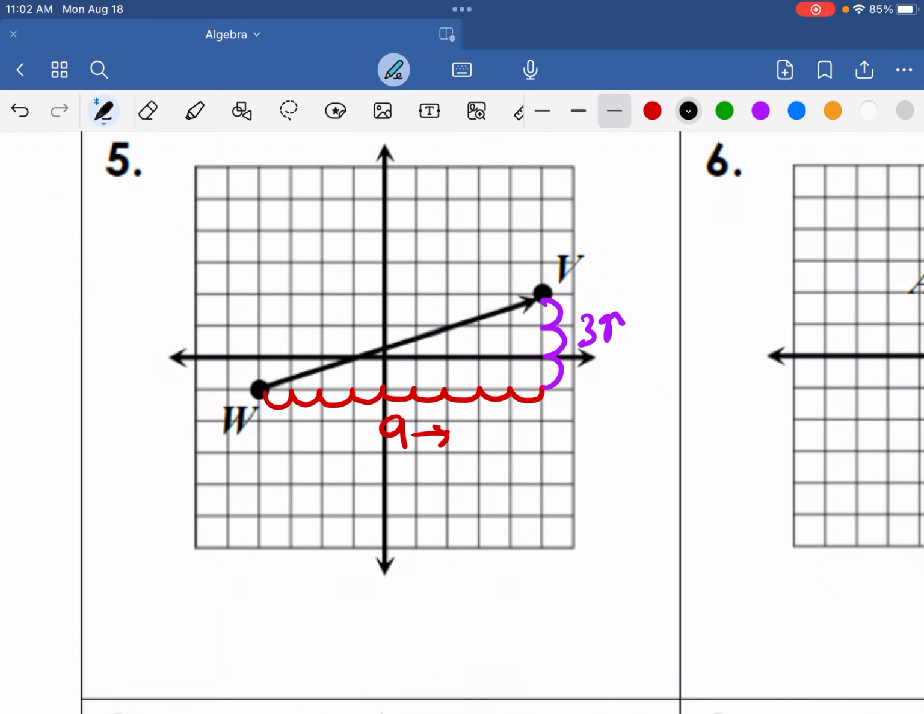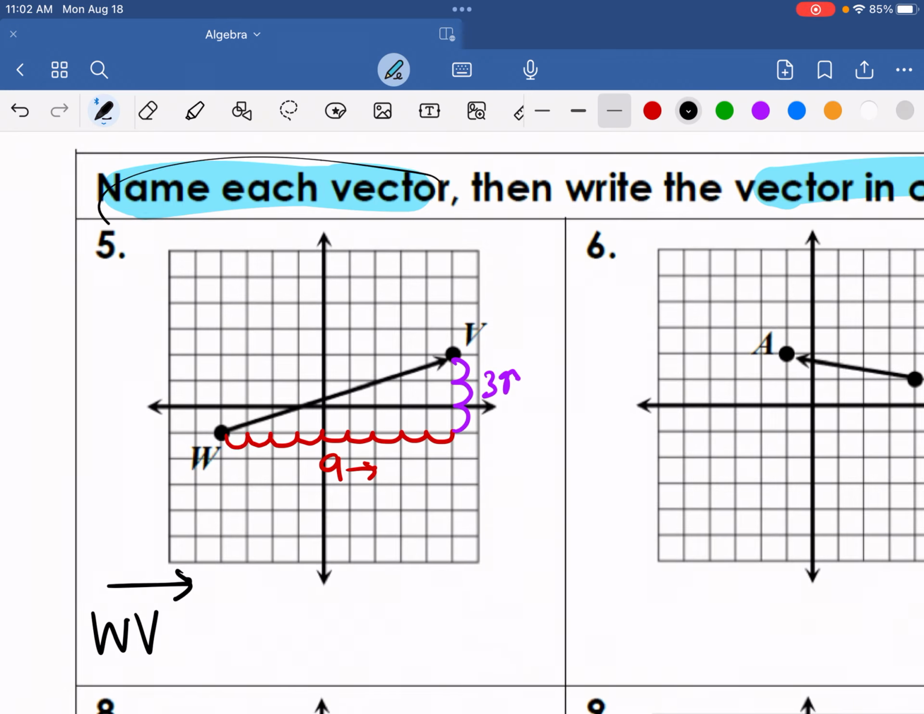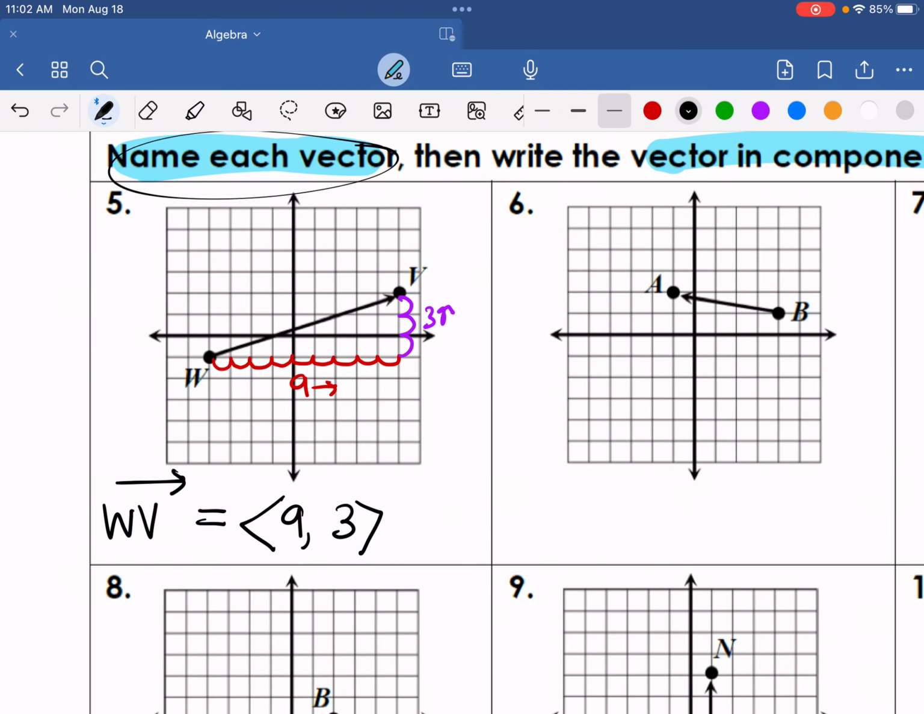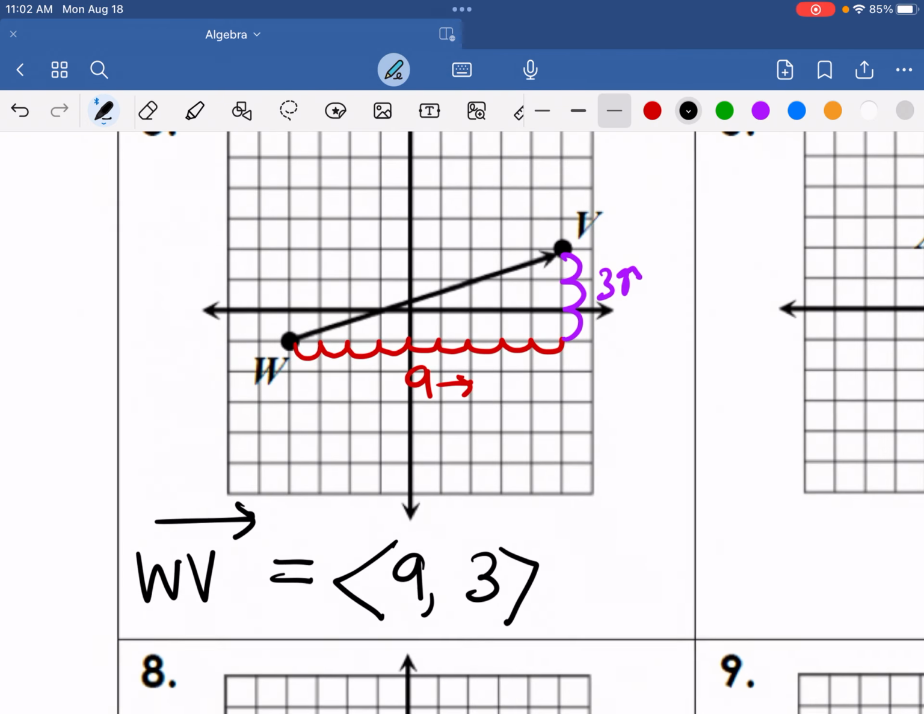So this is vector WV. The directions say to give the name, so we did that part. And now its component form is 9 to the right, so positive 9, and 3 up. There you go. It's telling us how far it went, in what directions it goes. So it's telling us two things. This says positive, so that means right, and how far? 9. This is positive, it means up. How far? 3.